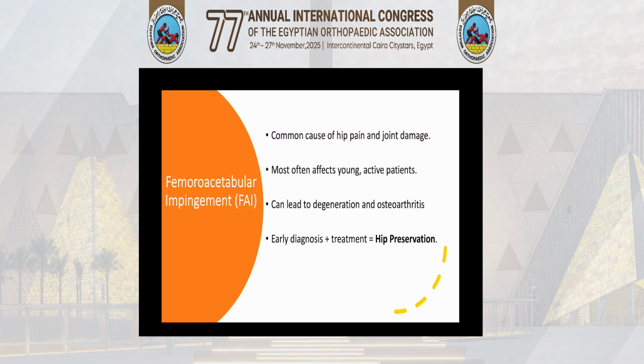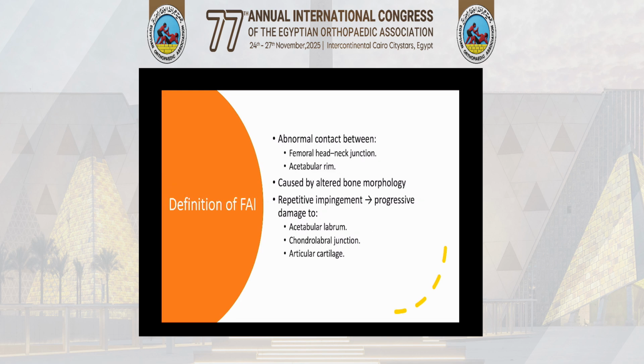Femoral-acetabular impingement is a common cause of hip pain and joint damage, usually occurring in young and active patients. It can lead to degenerative osteoarthritis, and early diagnosis and treatment usually equal hip preservation. To define femoral-acetabular impingement, it's an abnormal contact between the femoral head-neck junction and the acetabular rim with the labrum in between, usually caused by altered bone morphology. The repetitive impingement causes progressive damage to the labrum, to the cartilage, and the chondrolabral junction.